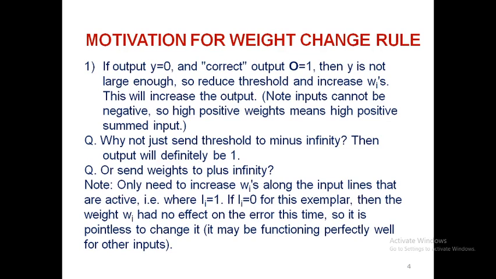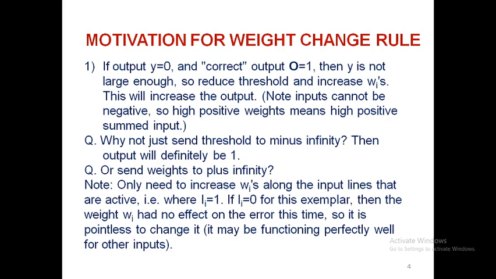So in this case, why not just set the threshold to minus infinity? That question may come. Instead of changing the weights, we can simply keep the threshold at minus infinity, so that for any value of the weights, your summing input is always greater than theta, which is minus infinity. Then the output will always be equal to 1. Either the threshold can be minus infinity, or we may get questions like this, we can send the weights to plus infinity. If your weights are infinity, your summing input is always greater than that threshold.